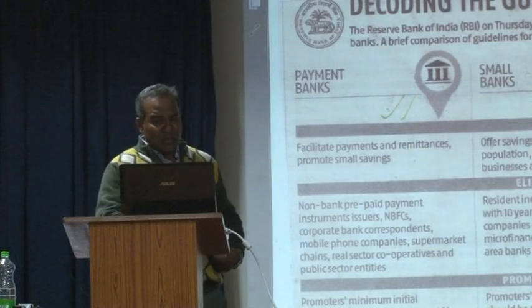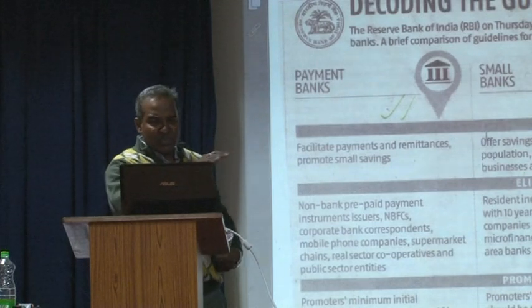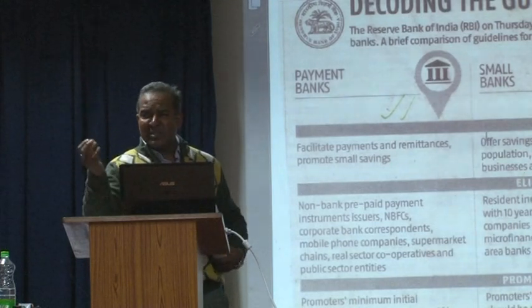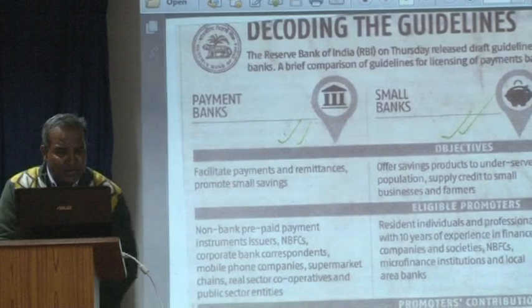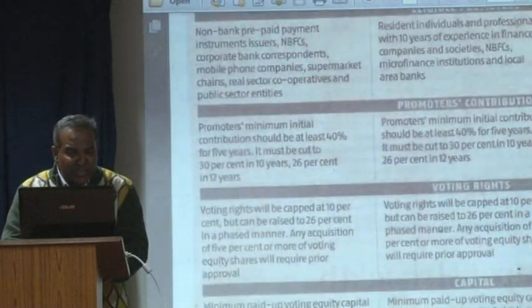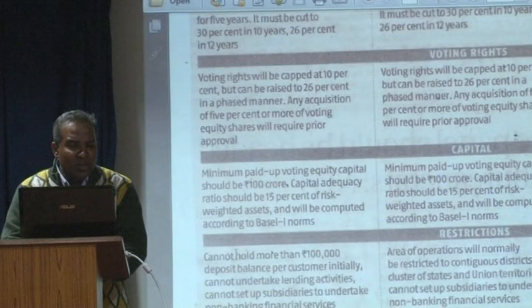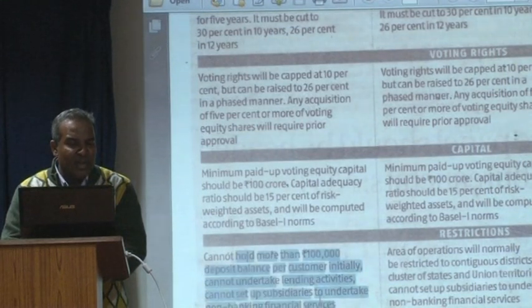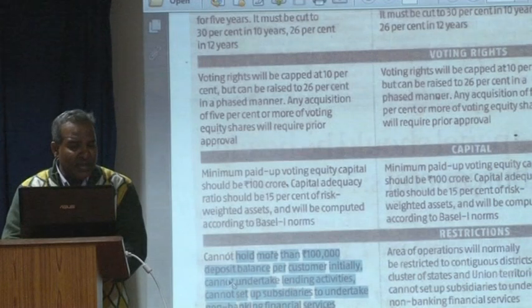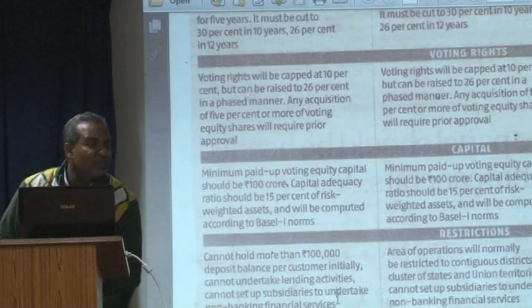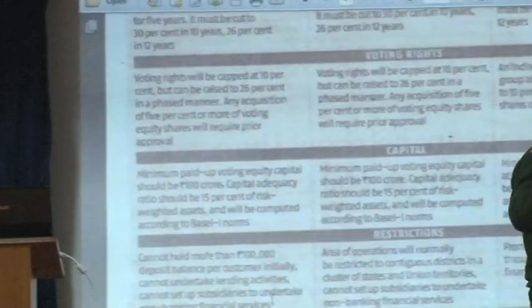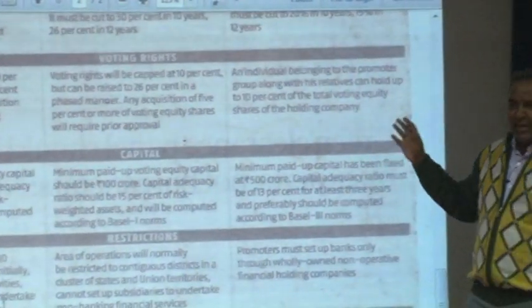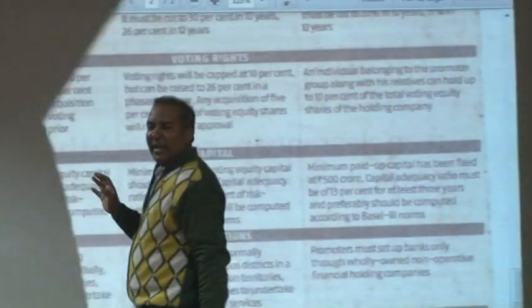The first and second are basically for small businessmen, small workers like this. And third is your universal bank. In case of your payment bank, you cannot hold more than 1 lakh deposit balance per customer initially. Second, it cannot undertake lending activities, cannot set up a subsidiary to undertake non-banking finance. So payment bank will only be for transfer purpose. It will not give any loan. And the maximum amount that can be held in the payment bank will be up to 1 lakh.